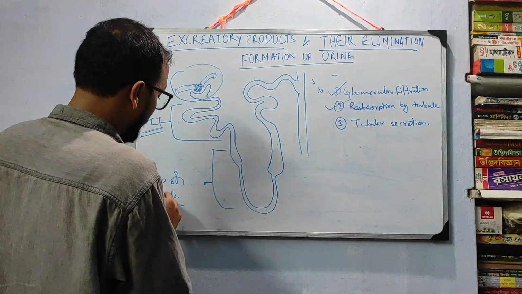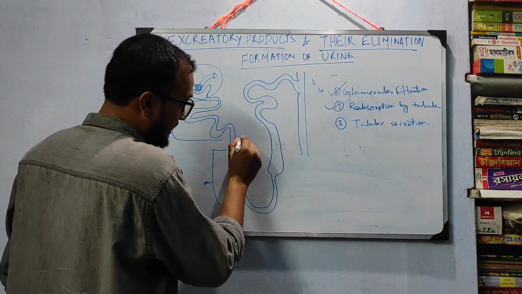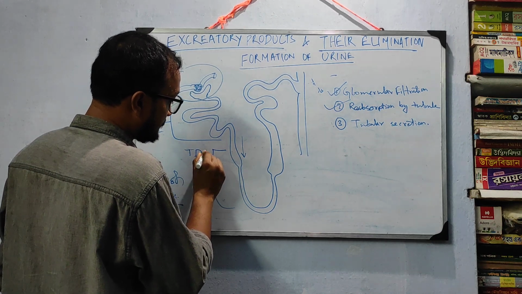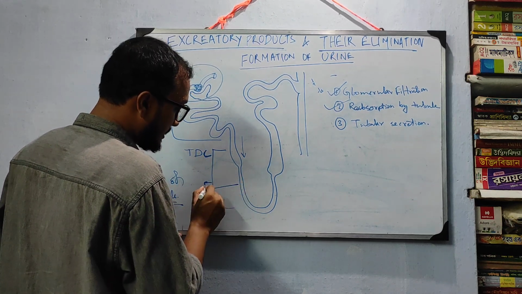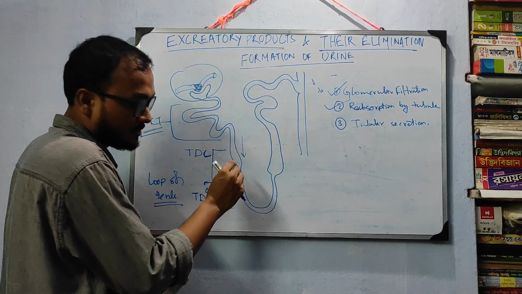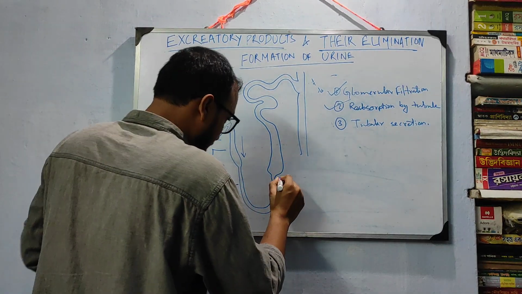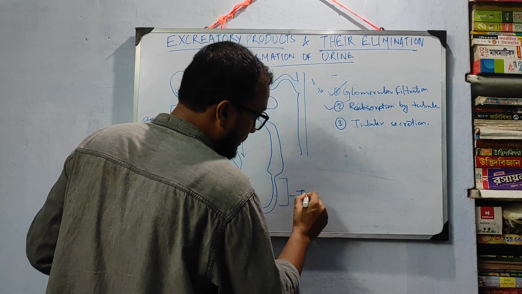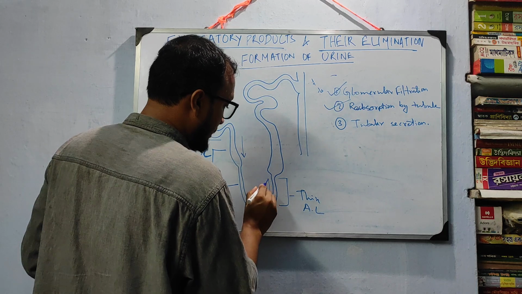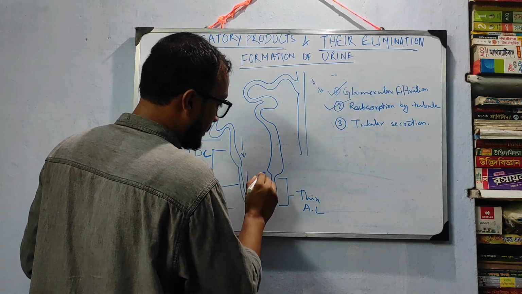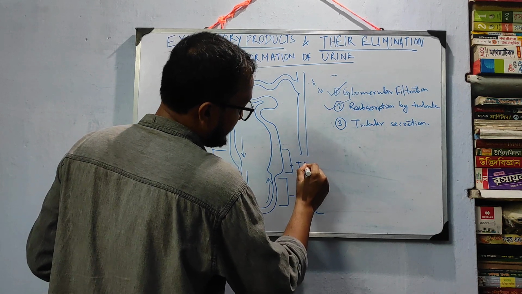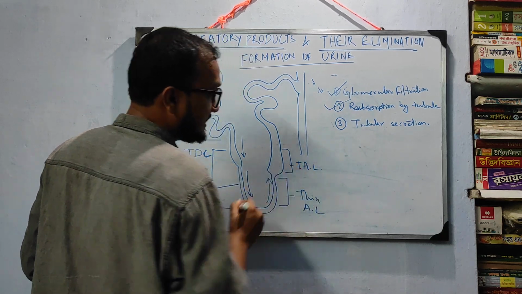Now the loop of Henle has different regions: the thick descending loop, then this one is the thin descending loop. Thin means that its diameter is small. Then there is the thin ascending loop, because it is going towards the upper region, whereas before it was going towards the lower region. This portion is known as the thick ascending loop.